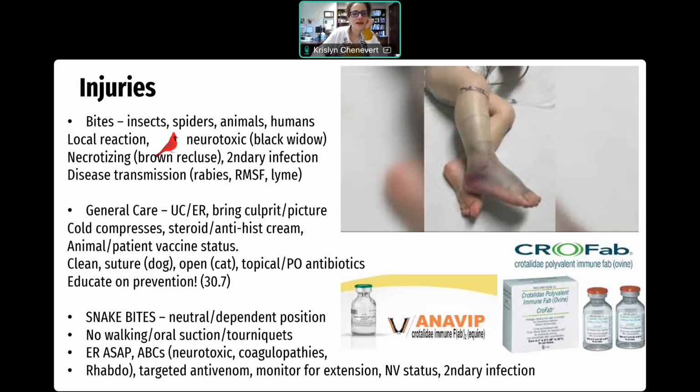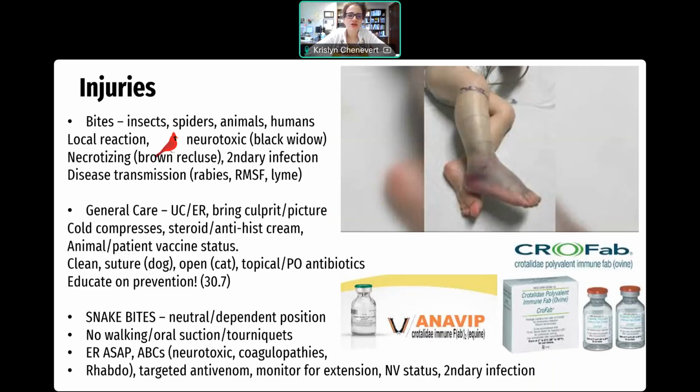Also probably see steroids or potentially antihistamine creams or PO antihistamines, just for the itching that can occur with certain bites, especially insect bites. And like I said, we want to know the animal's vaccine status. We also want to know the patient's tetanus status, because they might need a booster if it's been a while. And also, just by the by, any animal bite needs to be reported to animal control.